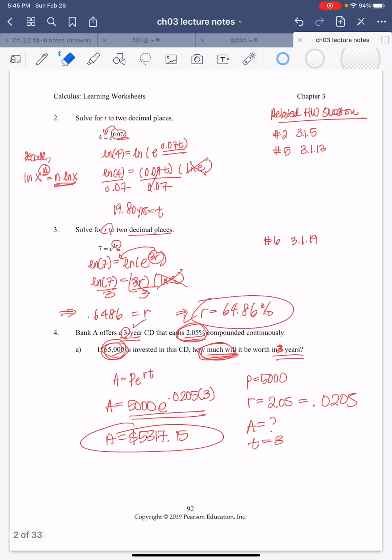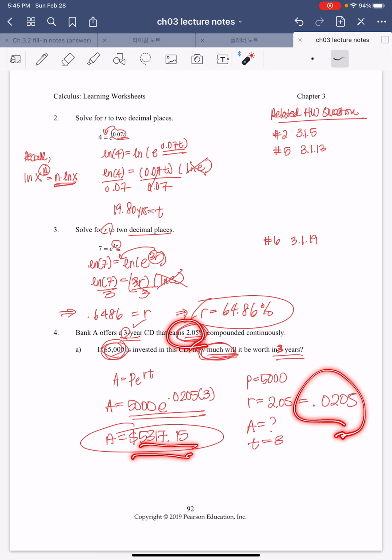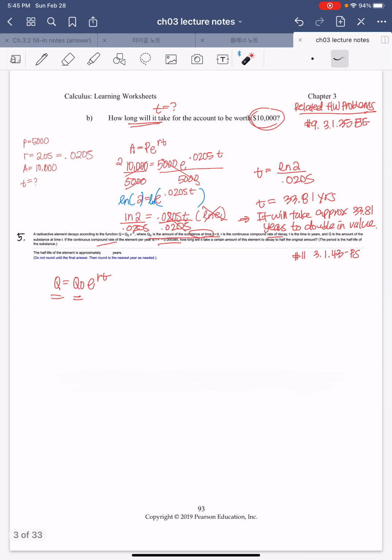Earlier we had R as a positive, 0.0205, so that means your final amount will grow. Here you have R as a negative, so whatever the beginning amount that you have, you're going to have the final amount reduced because of the negative.